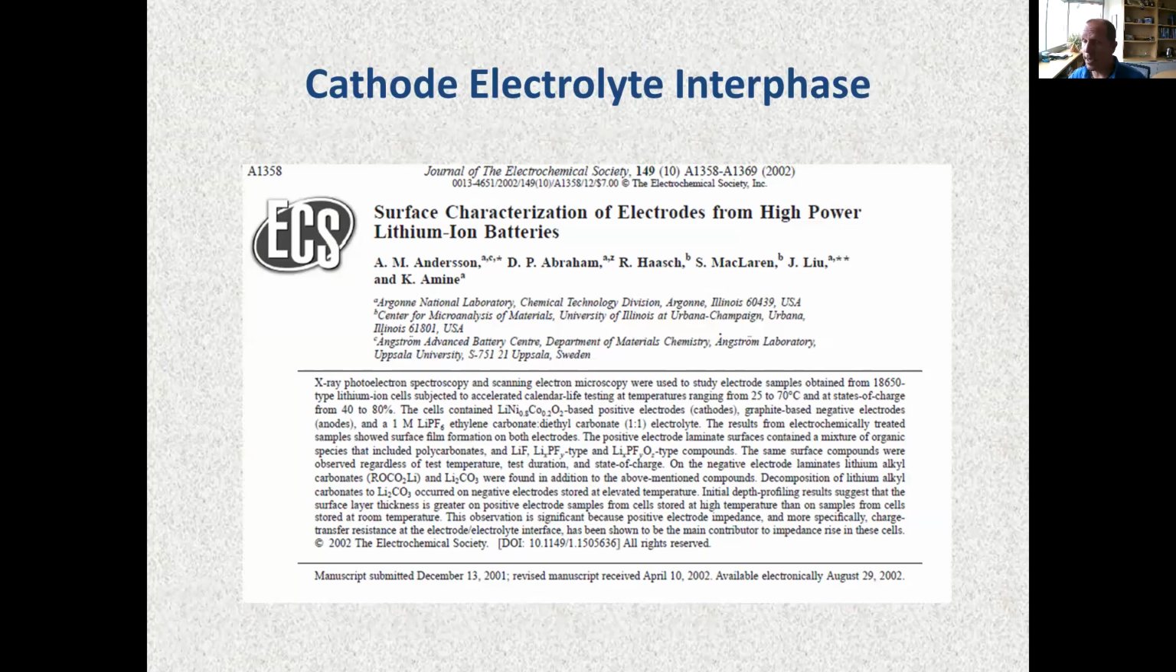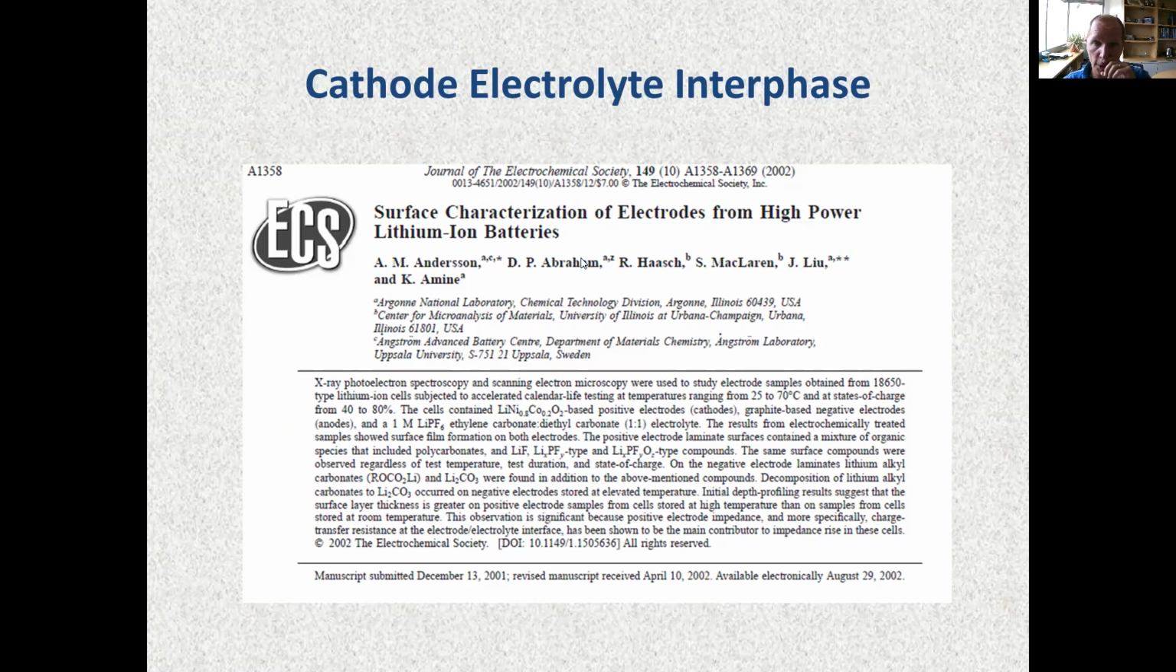So what about the cathode side? So as I mentioned, the solid electrolyte interface on the anode is a very important aspect in terms of the stability, because the electrolyte is not stable to the reduction potential of lithiated graphite. However, there are also interfacial films that are generated on the cathode side.